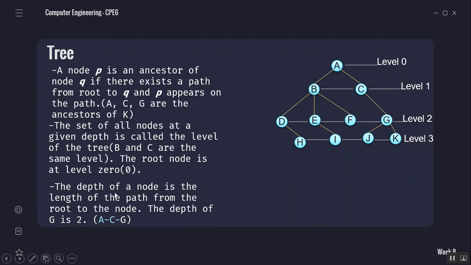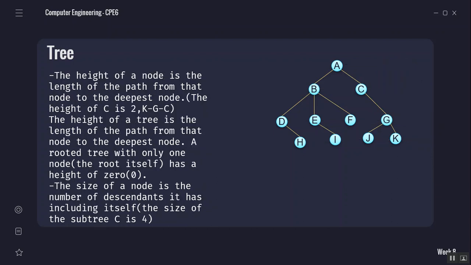The depth of a node is the length of the path from the root to the node. So the depth of G is 2. Here we can see that this is G. From the root we could just count 1 and 2. So it's just like the level, right? From the root traversing to G, we have 1 and then 2. So that's the depth of this node G.